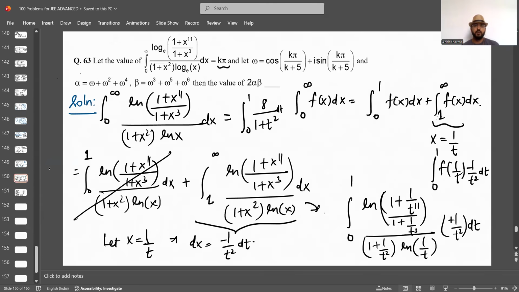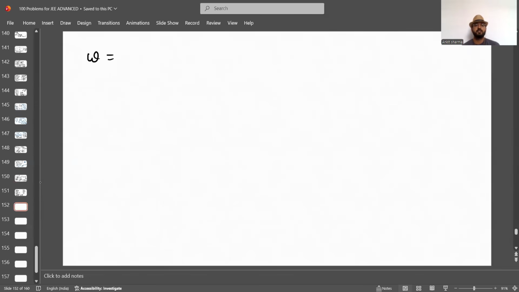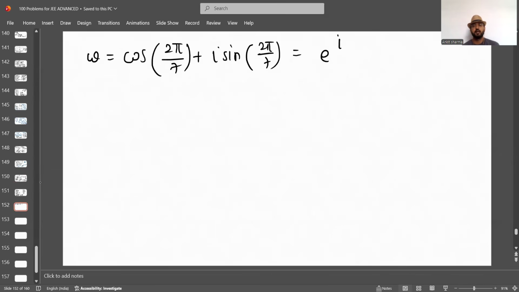That means my k is 2. So we have succeeded in the first chunk of the problem. Now let's go for the second one. Omega is given to be cos of 2 pi over 7. So now the next problem starts. We have omega equal to cos of 2 pi over 7 plus i times sine of 2 pi over 7. So I could write this as e to the power i 2 pi over 7.